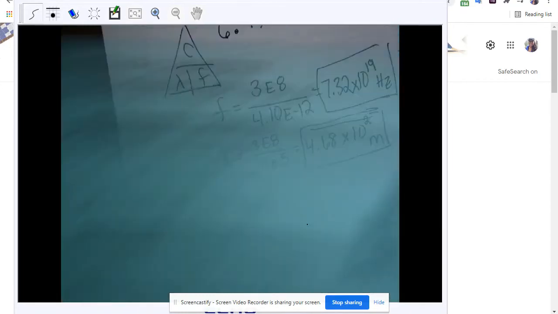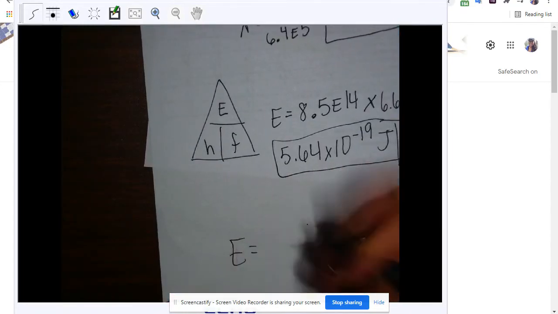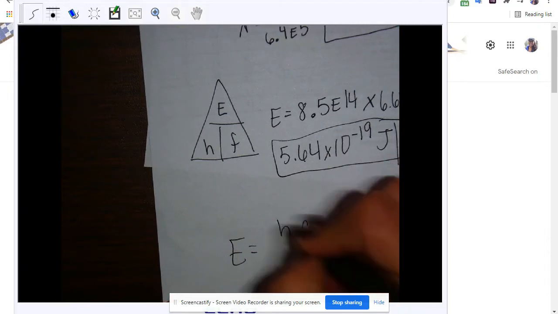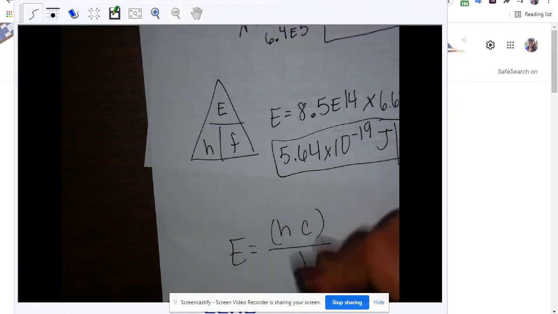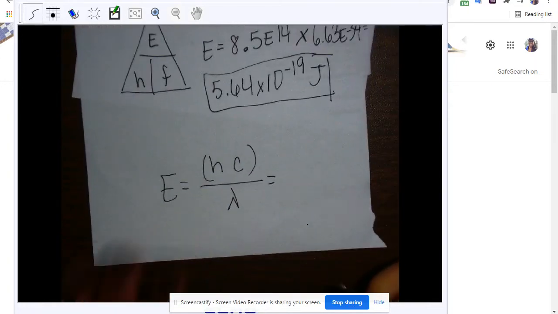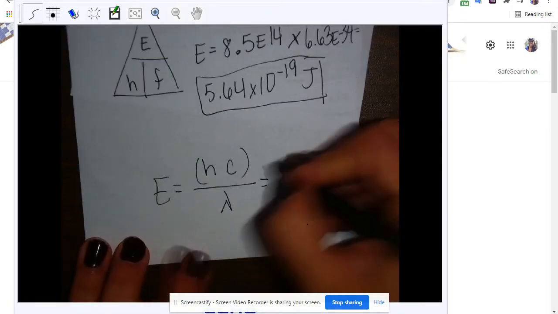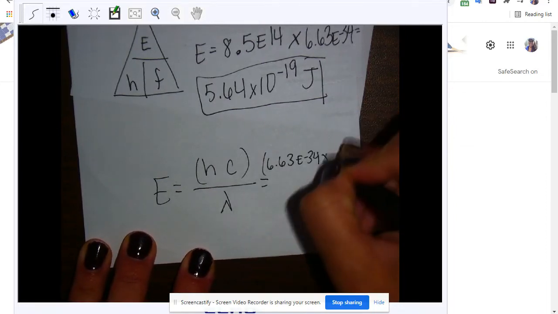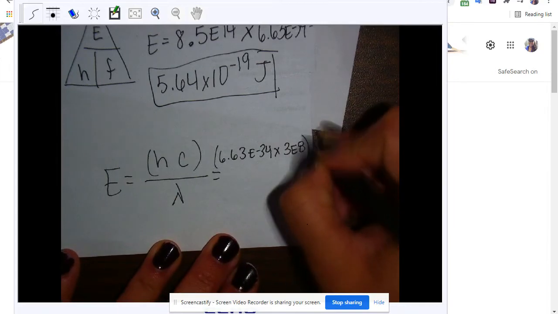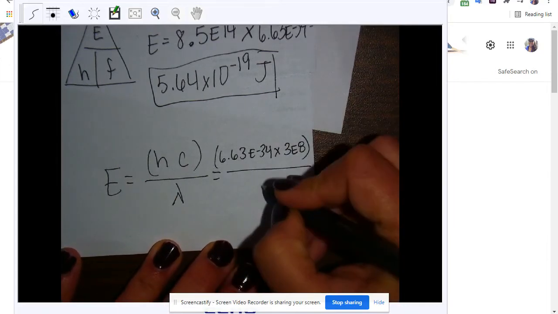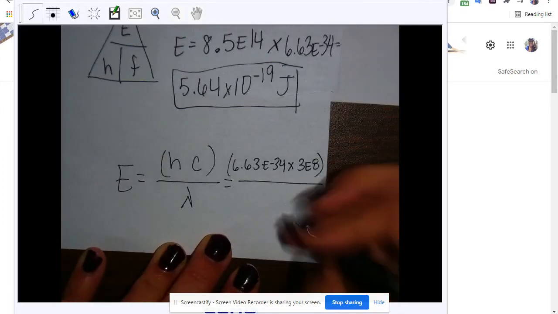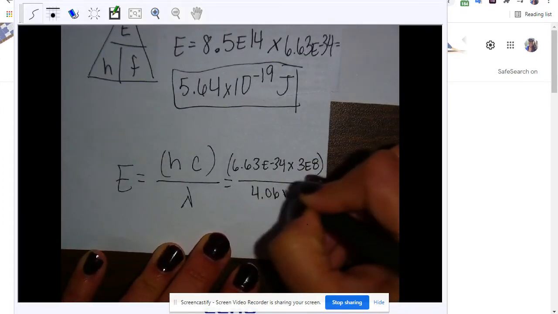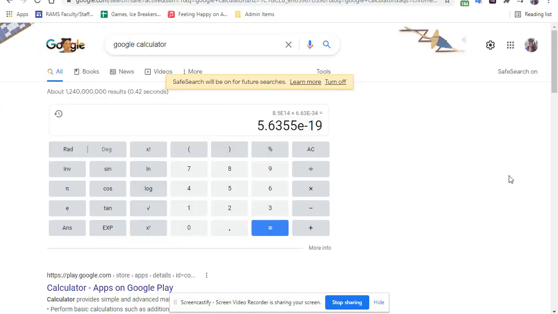All right, so we're going to go ahead and use that one. So E equals Planck's constant times the speed of light, all divided by your wavelength. Okay, that's the combination equation. You could have solved for frequency and then plugged into the other one. Okay, all right, so when we go to type this one in, we have 6.63 E negative 34 times our speed of light, 3E8, all divided by our wavelength that was given to us, which was 4.06 E negative 11. So no matter what calculator you're using, you have parentheses available.